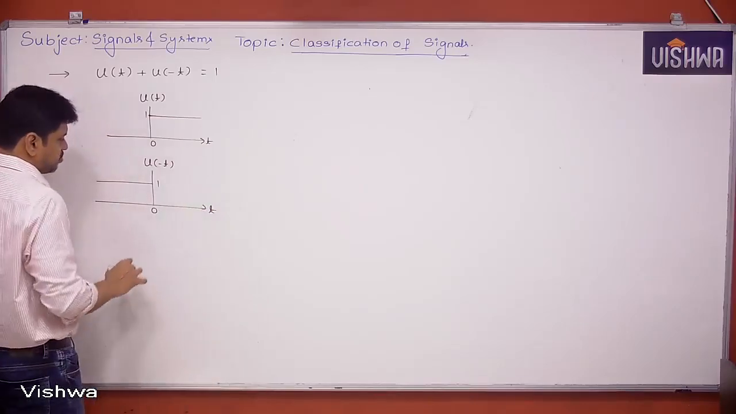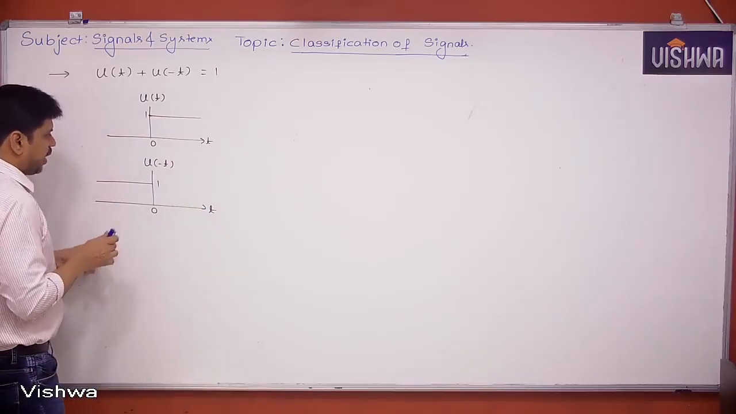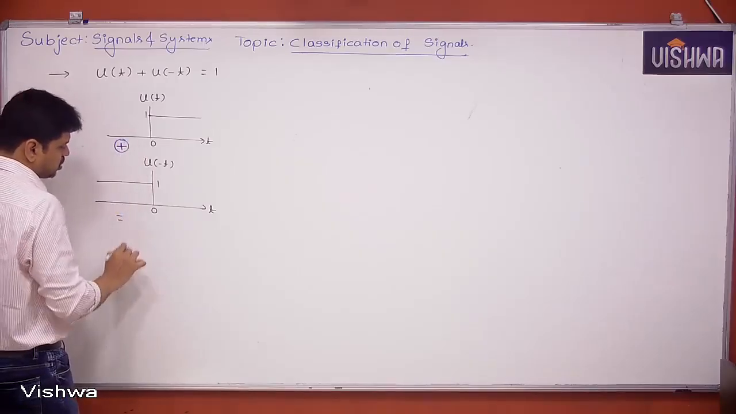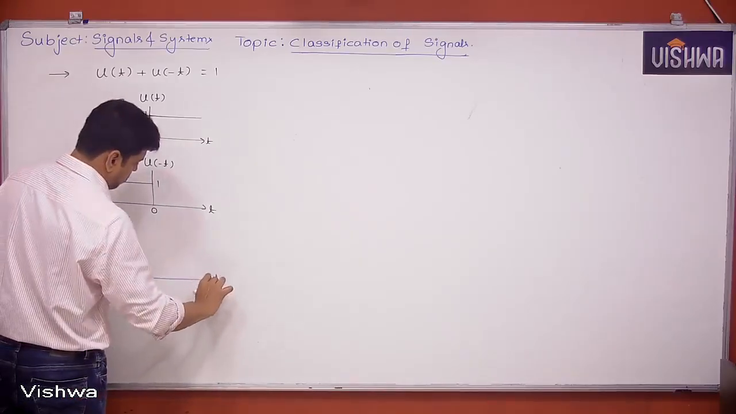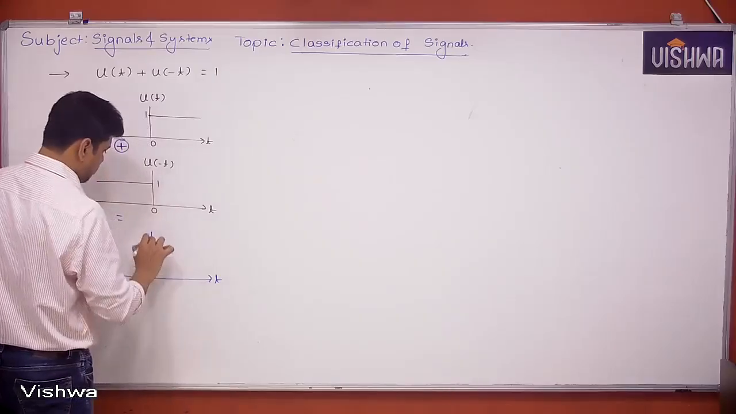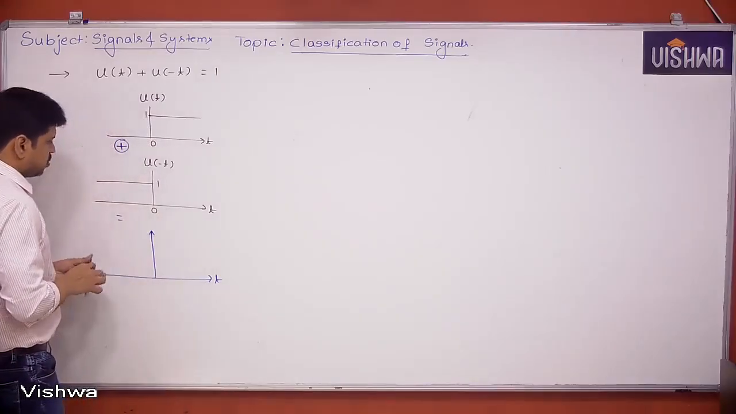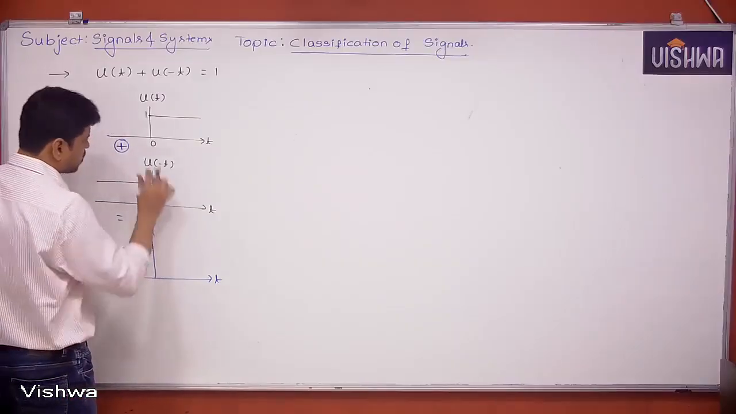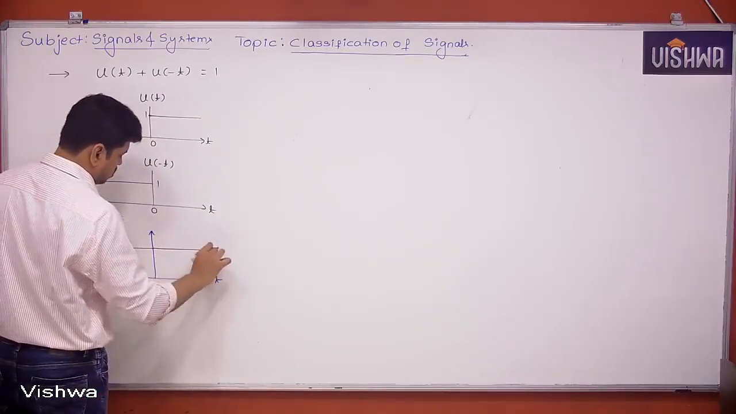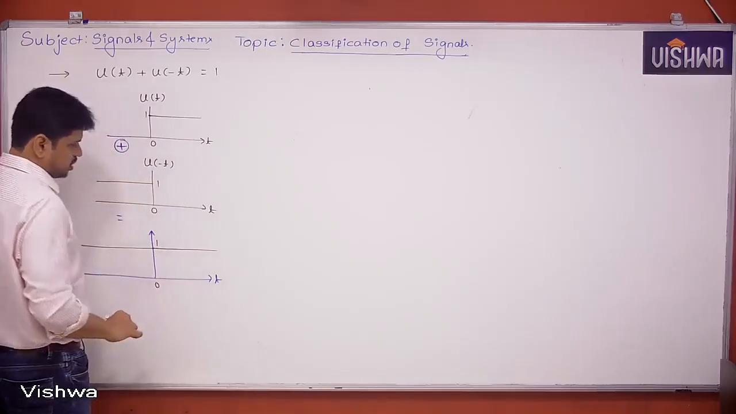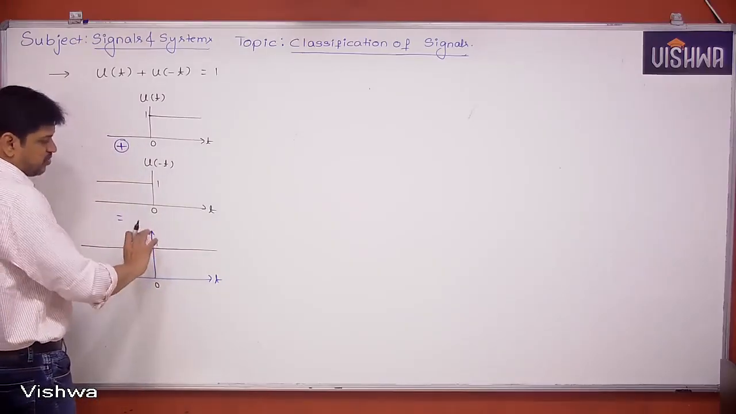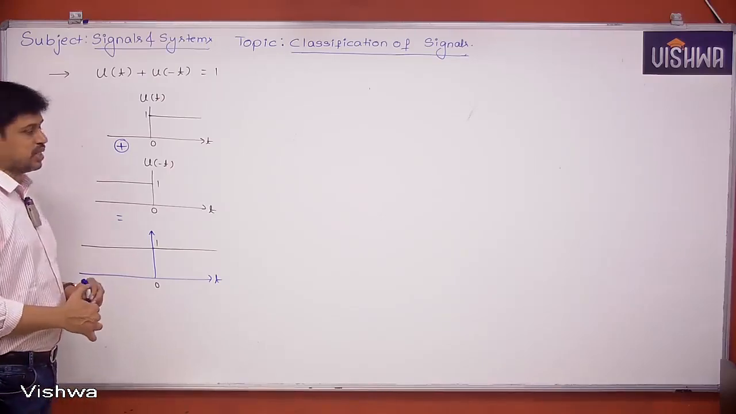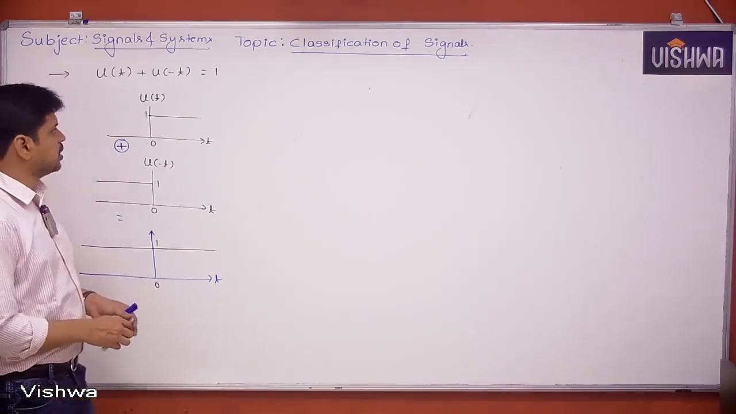If I add them, what is the result we are going to get? Which is 0 plus 1, 1, 1 plus 0, again 1. So this is the signal we are going to get, which is 1. The function value is equal to 1. So u of t plus u of minus t, whenever you see, that is going to be 1. Okay. Next.